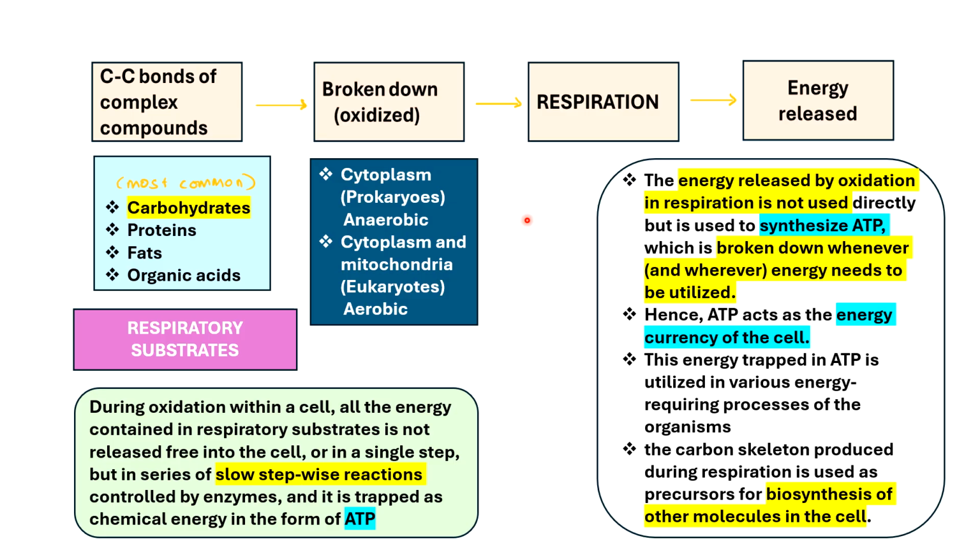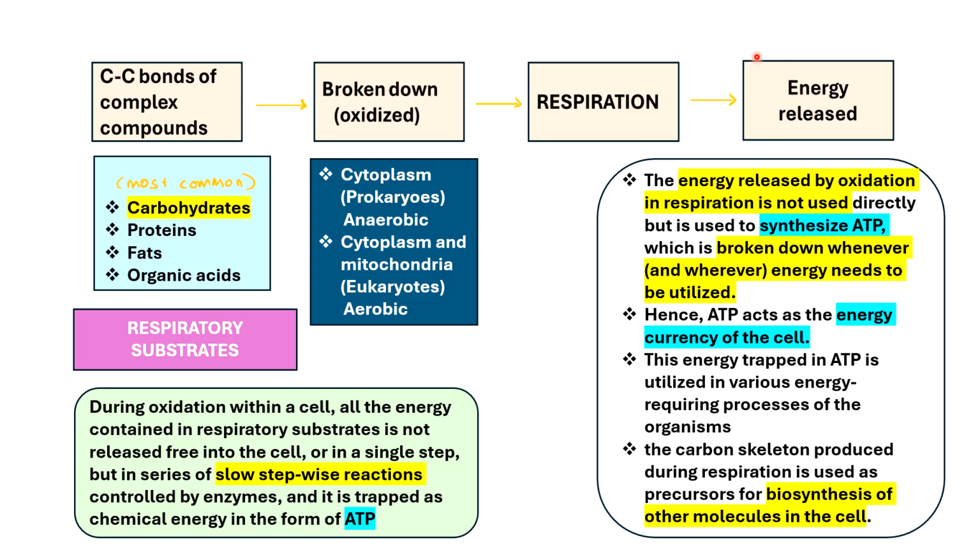Now, coming to prokaryotes and eukaryotes, what is the difference with respect to the site? Prokaryotes do not have mitochondria. So essentially, respiration takes place in the cytoplasm. And with respect to type, it does not need oxygen, it is anaerobic in nature. Now, if you consider the eukaryotes or the higher organisms, respiration takes place in the cytoplasm as well as the mitochondria, and it is aerobic in nature.